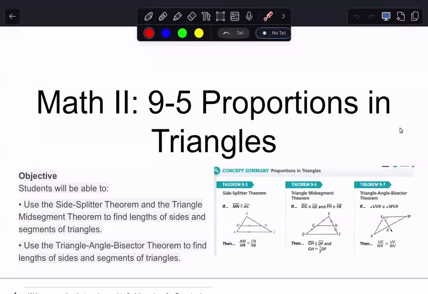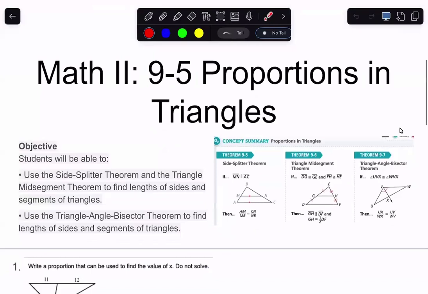Okay, so Math 2, 9-5, proportions and triangles. Your objective is to use the side splitter theorem and the triangle mid-segment theorem to find the lengths of sides and segments of triangles. Use the triangle angle bisector theorem to find lengths of sides and segments of triangles.